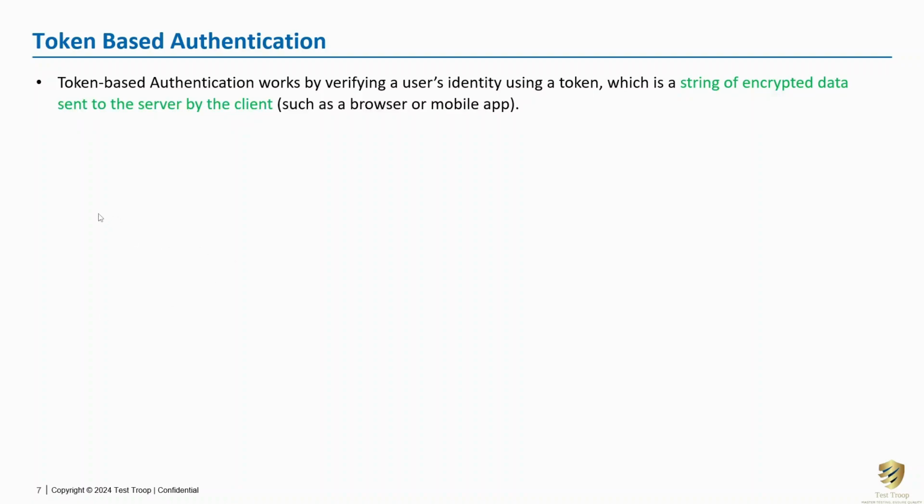So let's talk about token based authentication. Token based authentication works by verifying user identities using a token. A token is a string of encrypted data sent to the server by the client, such as a browser or a mobile. Let us explore how it works in Postman.